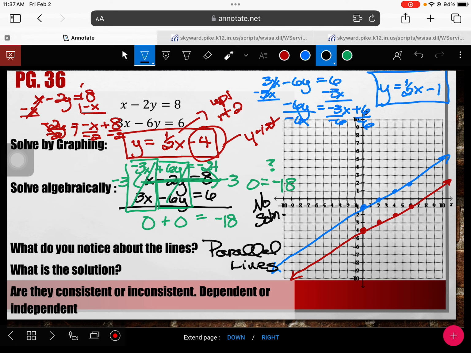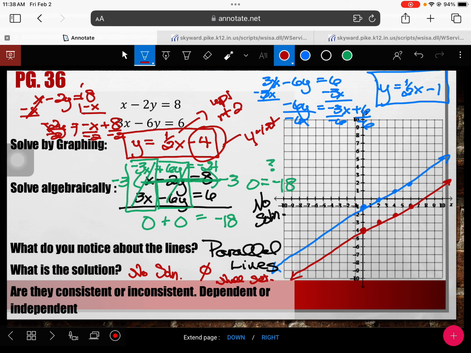Okay? So, there is no solution. Now, there's a couple of different ways you can say no solution. You can say no solution. You can also put a 0 with a slash mark in it, and that means null set. There is nothing.